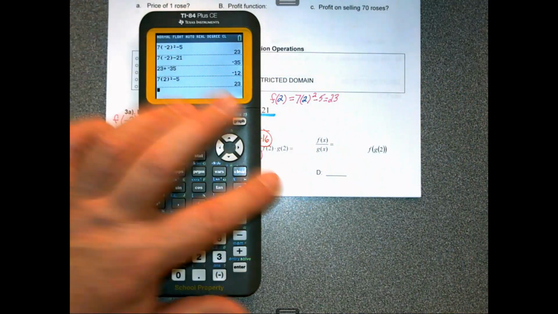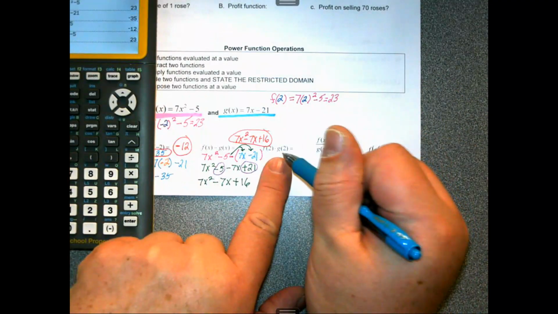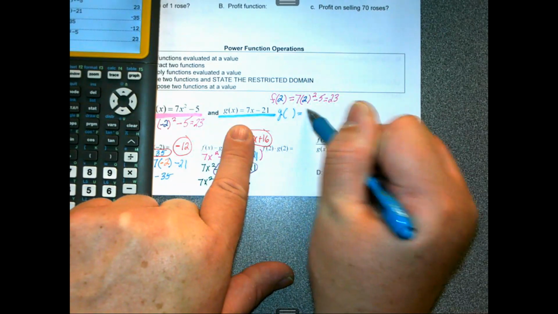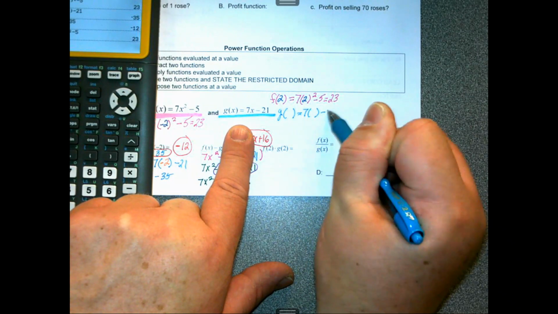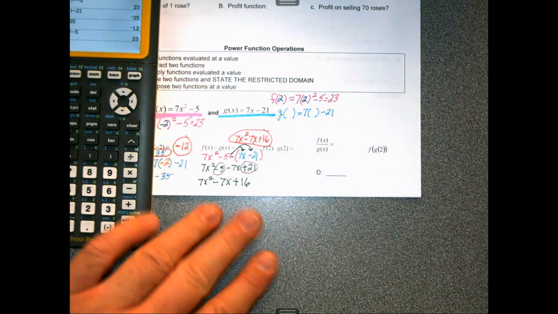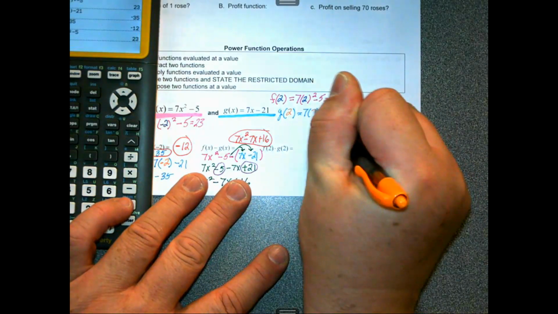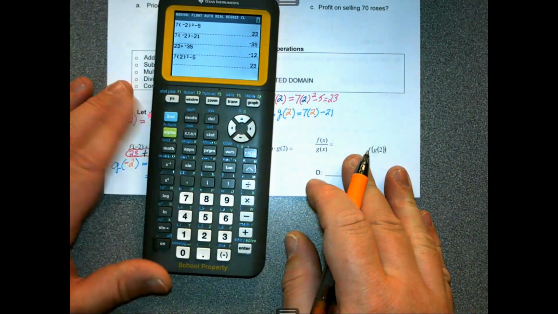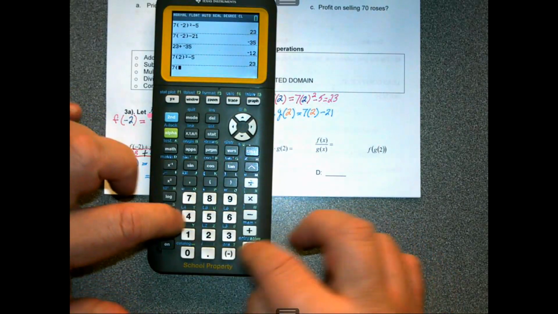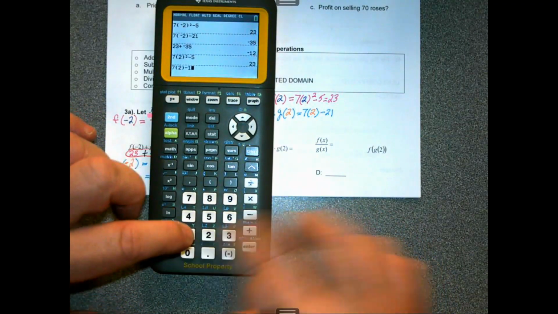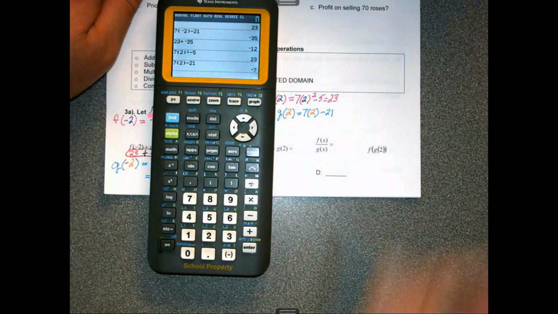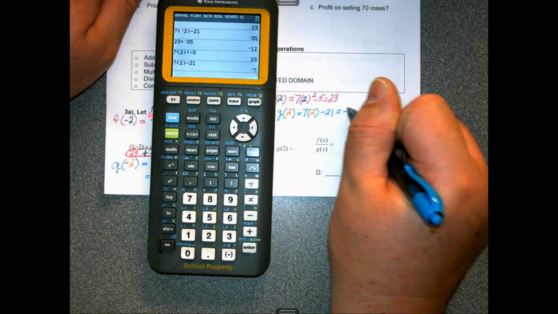Then I have to do the g function, right? g of 2. So I'm going to take my g function, 7, here's an x, minus 21. Substitute in 2 for my x. Going to use the calculator again. 7 times 2 minus 21. I get negative 7. And you add those together, you get 6.